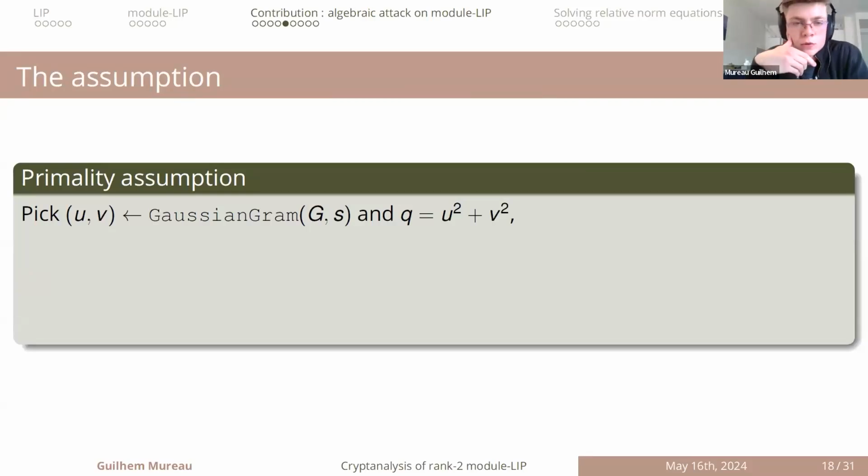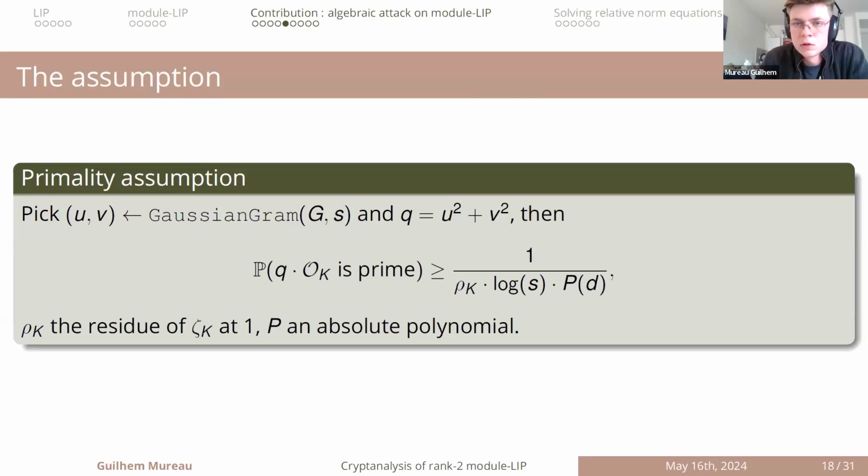So now we need an assumption to make sure that it happens with a good probability. And this is what we formulate. It is based on theoretical results and also experiments.